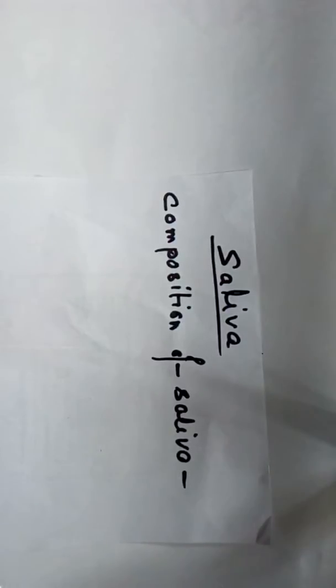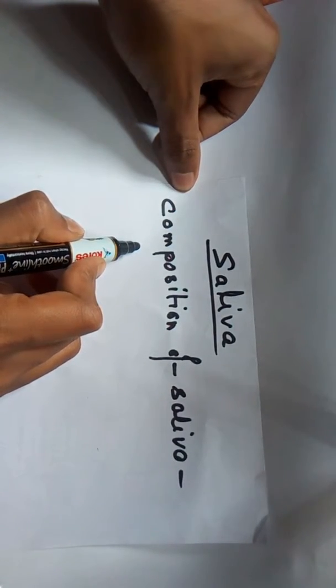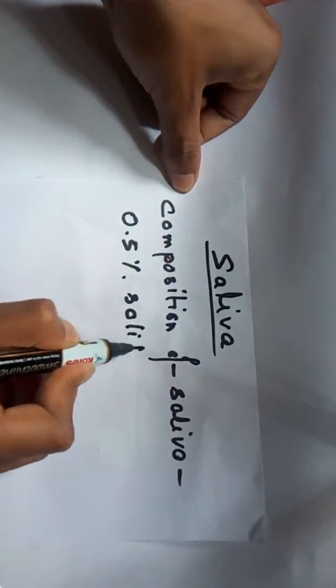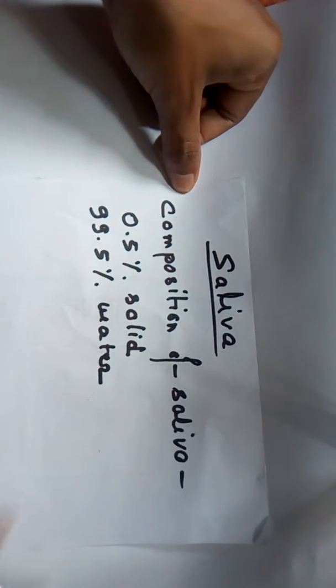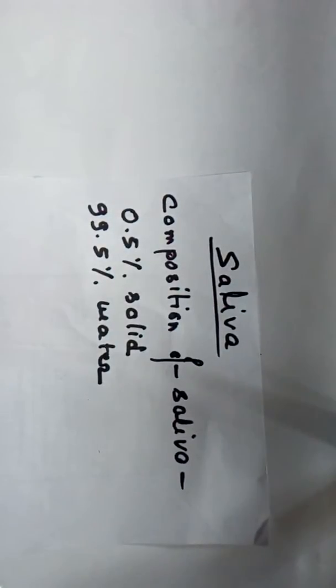You all know that saliva is a mixed component. 99.5% is water and only 0.5% is solid. Some gases are also found in saliva, but in very small amounts. The solids are organic and inorganic substances.